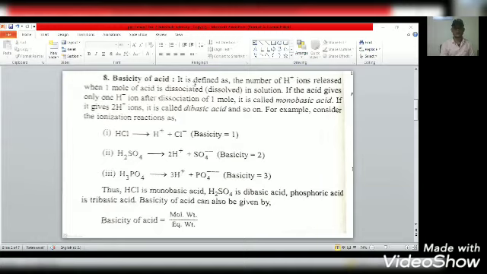So the basicity of HCl is 1, a monobasic acid. H2SO4 is a dibasic acid and phosphoric acid is a tribasic acid. The tribasic acid is H3PO4, the dibasic acid is H2SO4, and the monobasic acid is HCl. The basicity of an acid is equal to molecular weight upon equivalent weight.